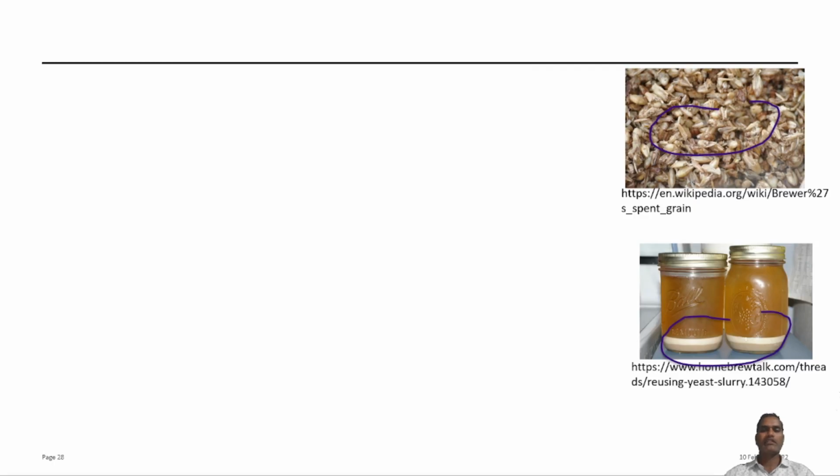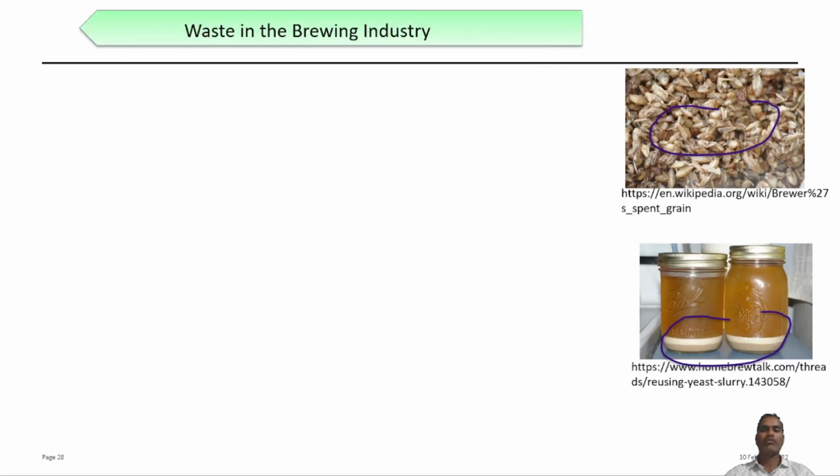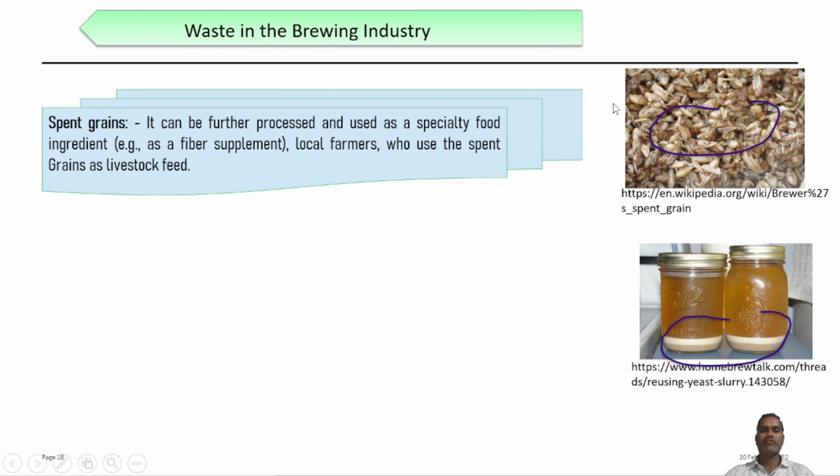In the brewing industry, the first main waste is the spent grain. You can see that after the mashing process, after separation of the spent grain, these are the remaining insoluble constituents that are separated. They are dried and mostly used as cattle feed and poultry feed, or as fertilizer.